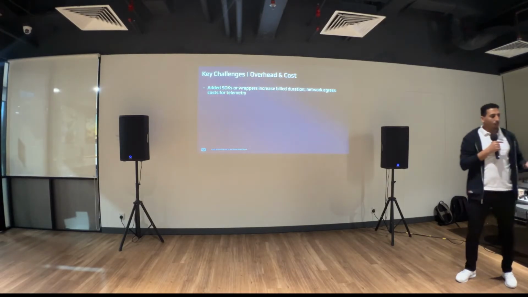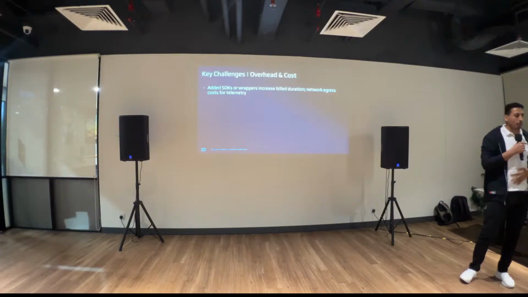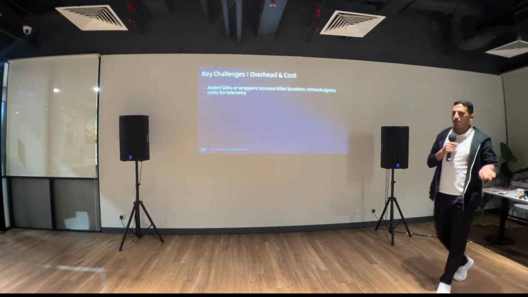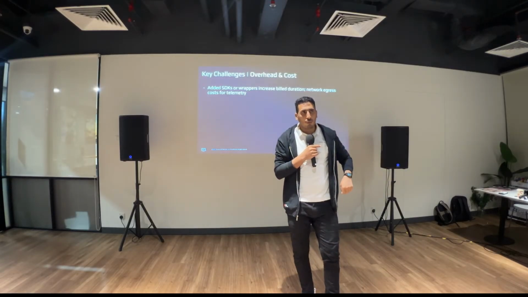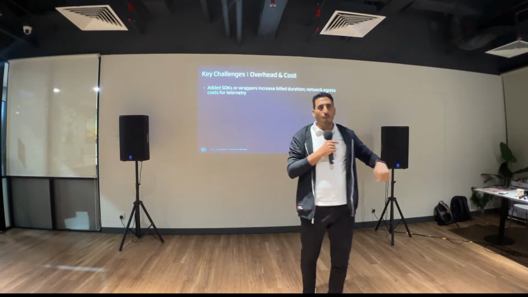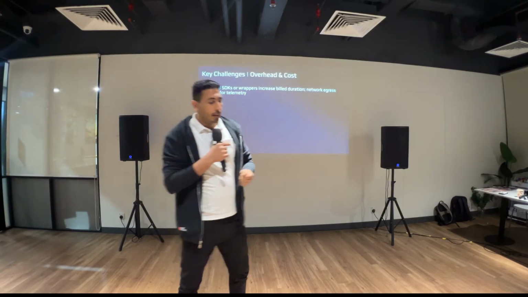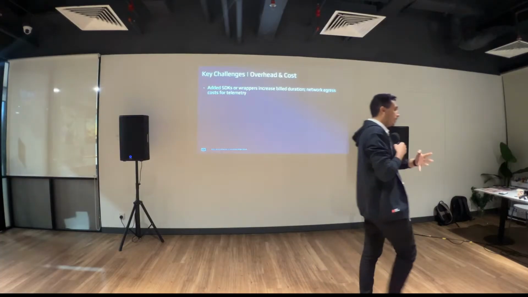Yeah, and of course, the overhead cost. If you are using, for example, an agent or a third-party tool, you're going to have to go through the internet, and going through the internet means egress cost, right? You need to pay for that. So yeah, that's the 4 key challenges.